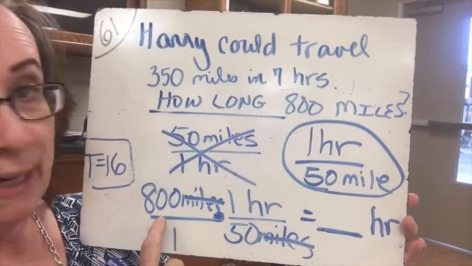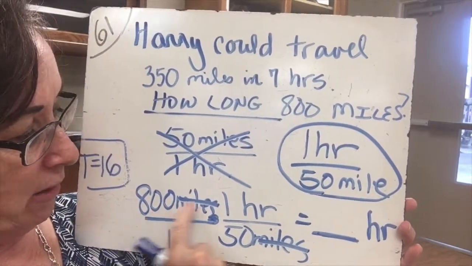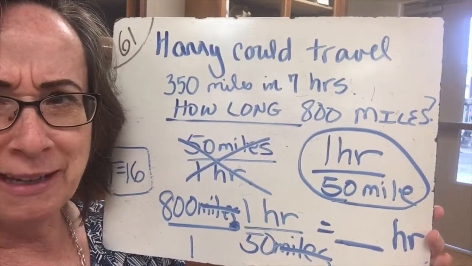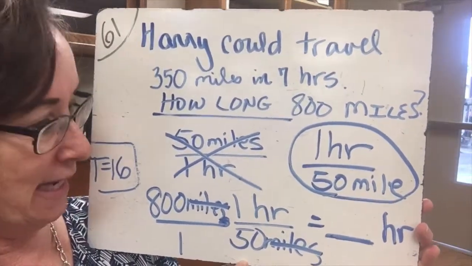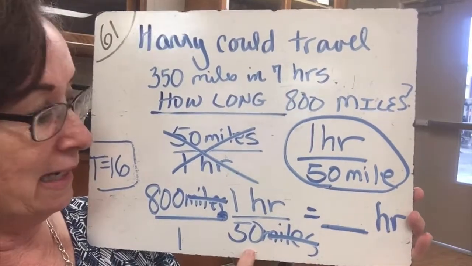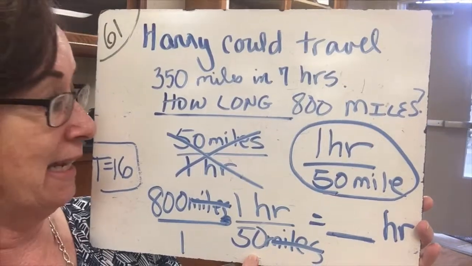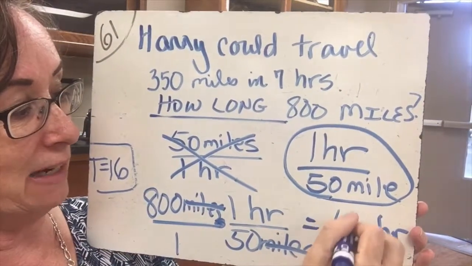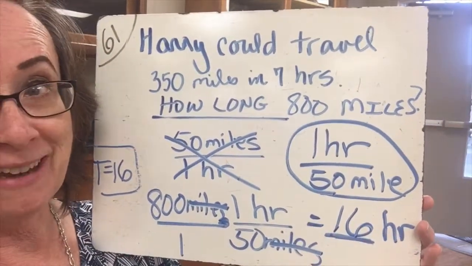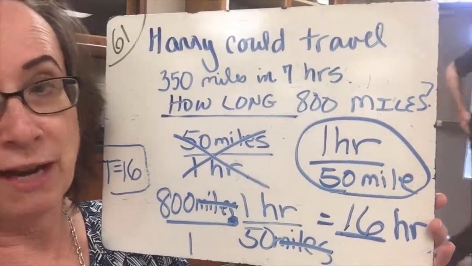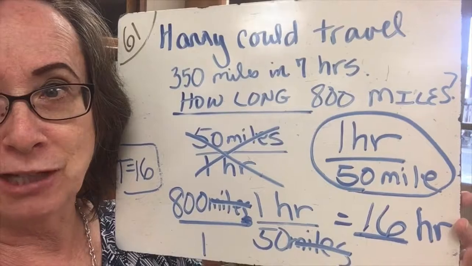So now what do I end up with? 800 on the top divided by 50. Wasn't that what we had before? 800 divided by 50 hours. And 800 divided by 50 is 80 divided by 5. And 80 divided by 5 is 16, which we had the first time. Isn't that cool? Math is so cool. It's very systematic and objective.